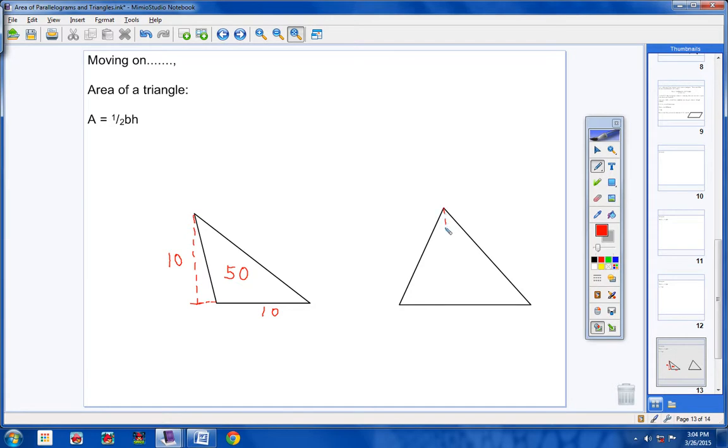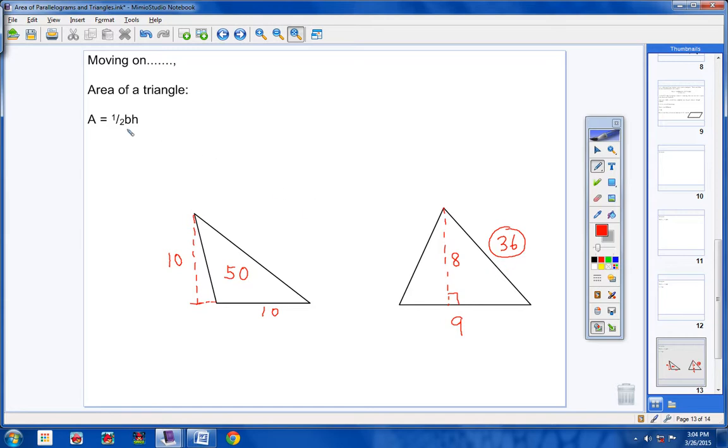But here the height would be inside the triangle. So you start at the highest point of the triangle, and you draw a line that is completely perpendicular to the bottom side, or to the base, and that would be your height. Let's pretend your height here is 8, and let's pretend that your base is 9. Well, the area of this triangle would be 36 square units, because you would take 8 times 9, 72, and then divide that by 2, or multiply it by 1/2, either way, and you will get 36, okay?